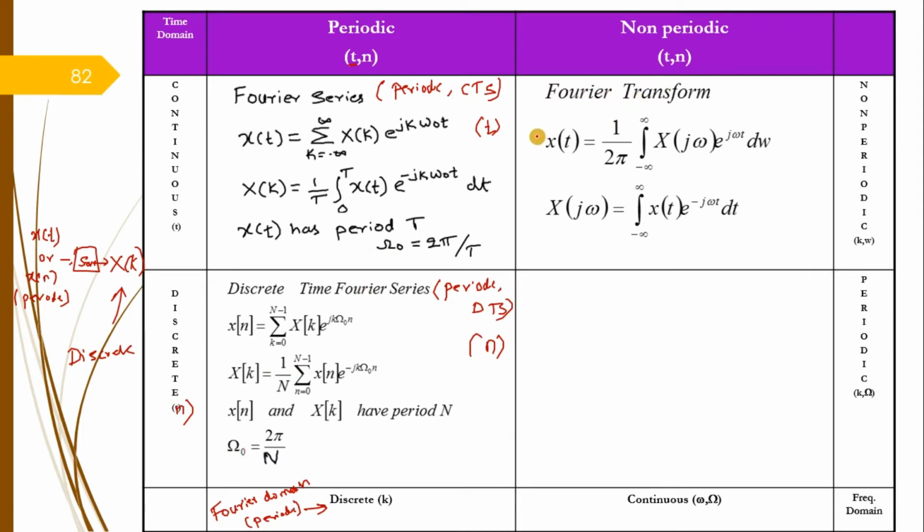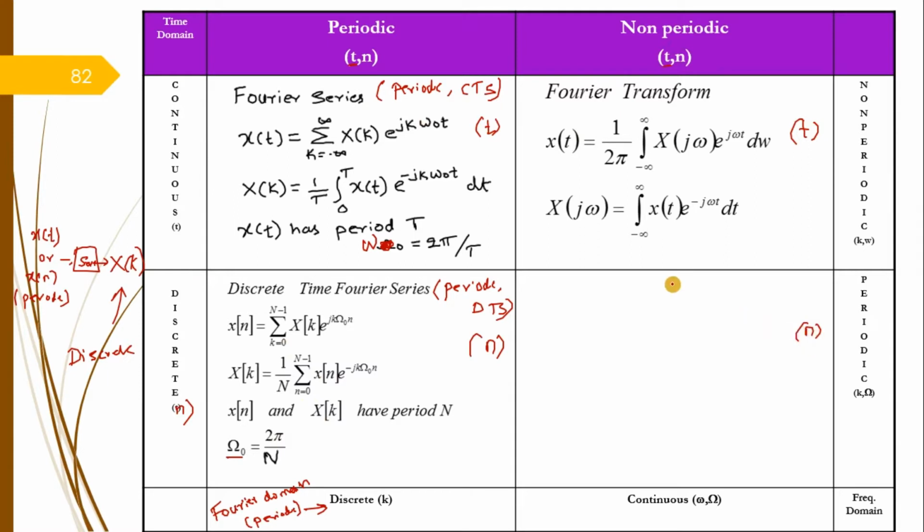In a non-periodic signal, you will not have a period, so omega naught and capital omega naught do not come into account at all. One second, I'll just make some modifications. This is small omega naught, this is capital omega naught. Small omega naught is used for the angular frequency representation of continuous time, and capital omega naught is used for the angular frequency representation of discrete time.